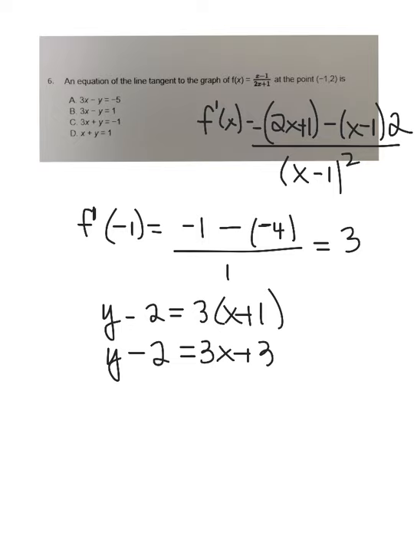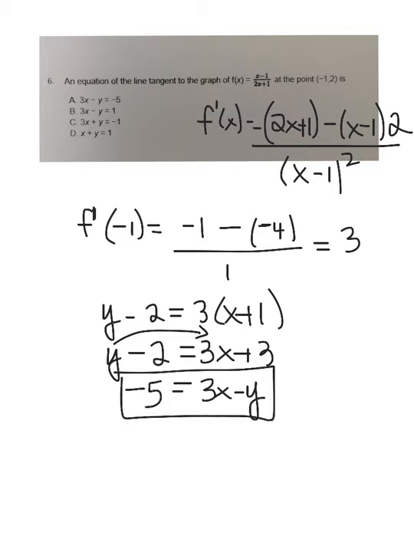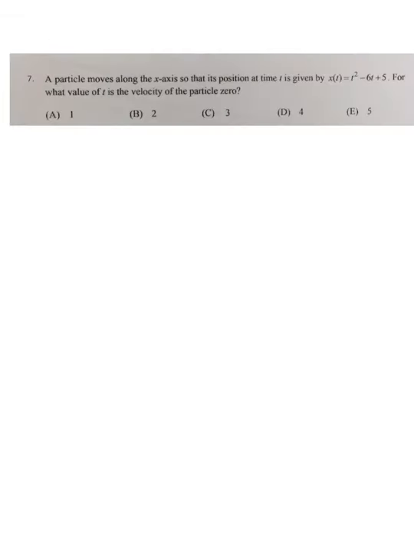So I'm actually going to move the y over here. So that's going to give me 3x minus y. And then I'm going to move that 3 over to the left, which is going to give me negative 5. And that is my answer, which is choice A.